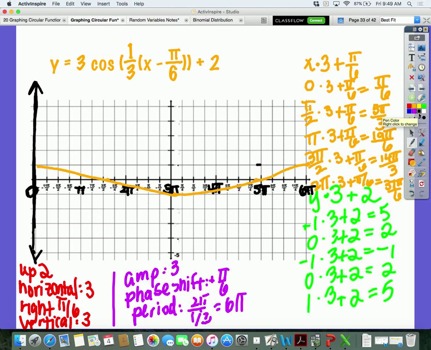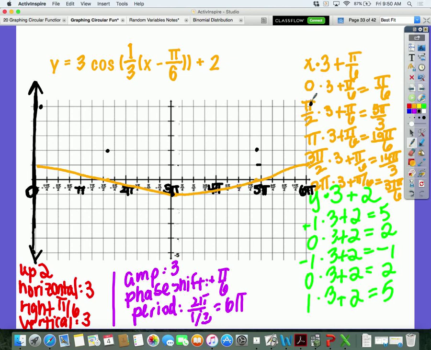So I'm going to do my final graph in black. So at pi over 6, I'm at 5. At 5 pi over 3, I'm at 2. I should have used another color besides neon green. At 19 pi over 6, I'm at -1. And at 14 pi over 3, I'm at +2. And the very last one, at 37 pi over 6, I'm at 5.